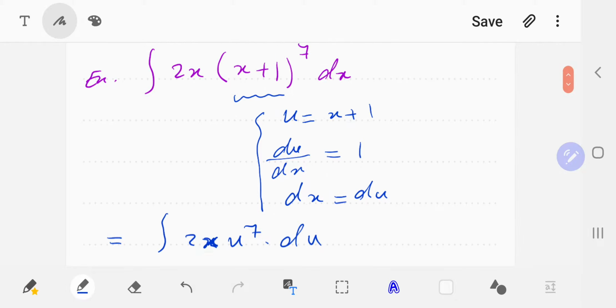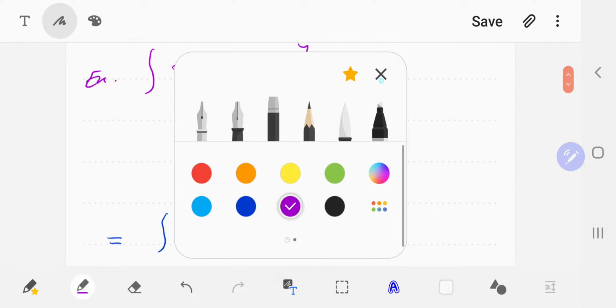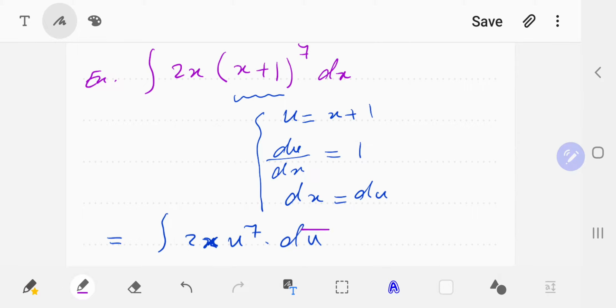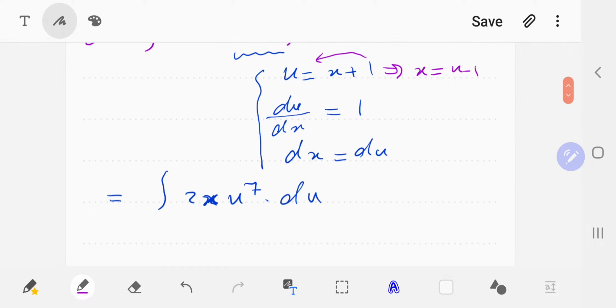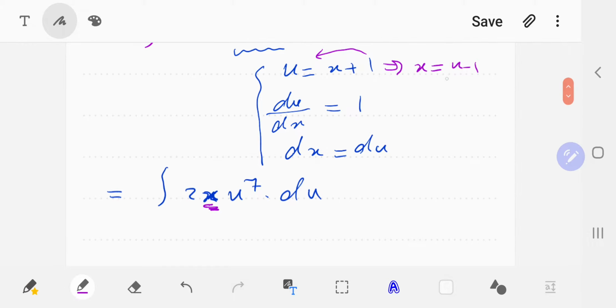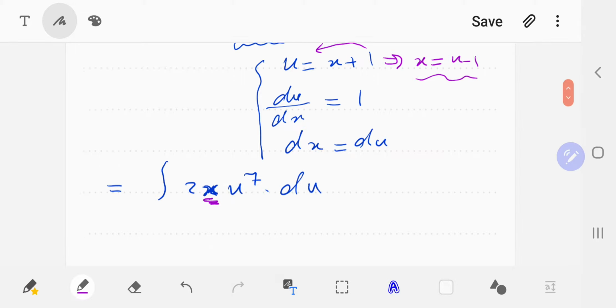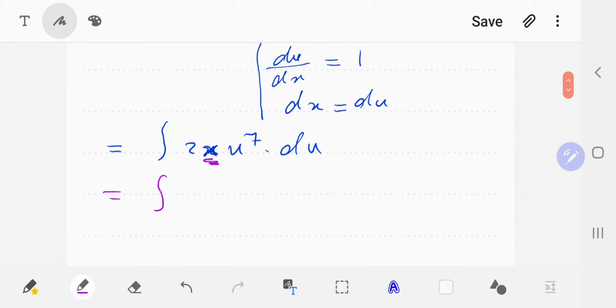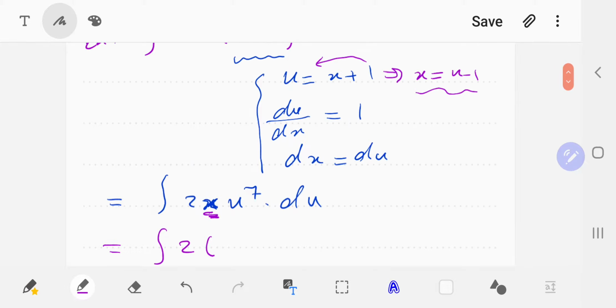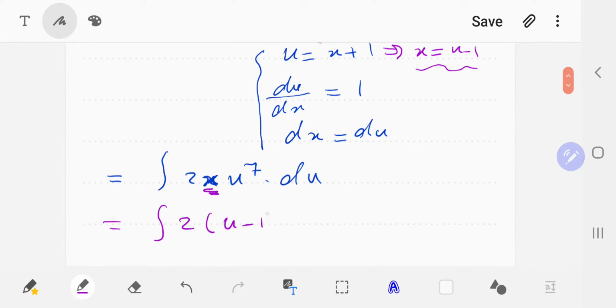Well, solution is not hard. Actually, if you notice here, this integration depends on u, so everything should be depending on u. What do I have here? We have u equals x plus 1. In other words, I can make it x equals u minus 1 if you solve for x, right? Now just replace every x by u minus 1. What will you get? You will get integration of 2 times (u minus 1) times u to the power of 7 dx.